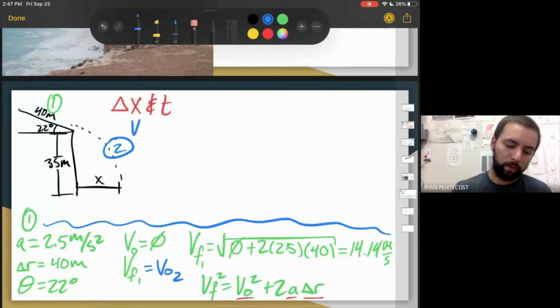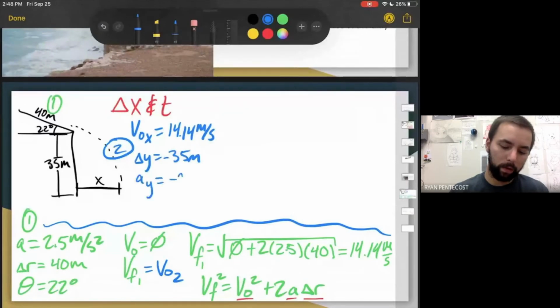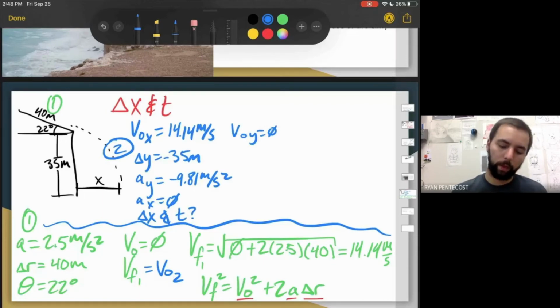So we have V naught in the X will be the full 14.14 meters per second. Delta Y is 35 meters, but don't forget it's falling, so that is negative. A in the Y is negative 9.81 meters per second squared. A in the X is 0. We want to know delta X, and we want to know T. V naught Y is 0, and we don't know anything about V final. Okay, so let's go ahead and look at what we have equation-wise.